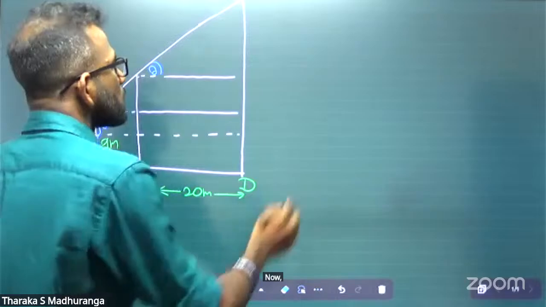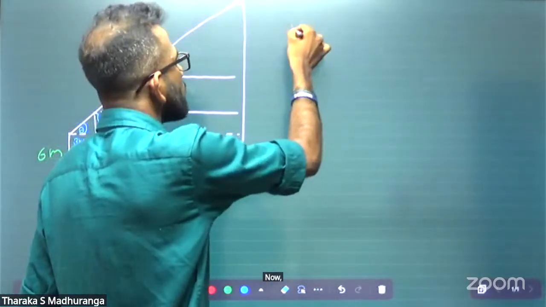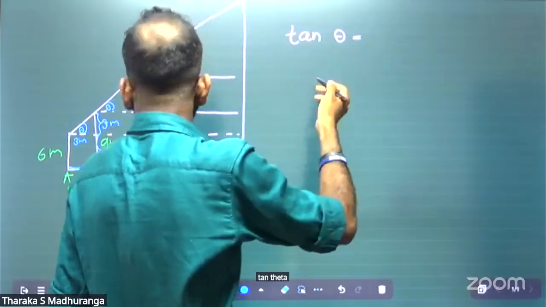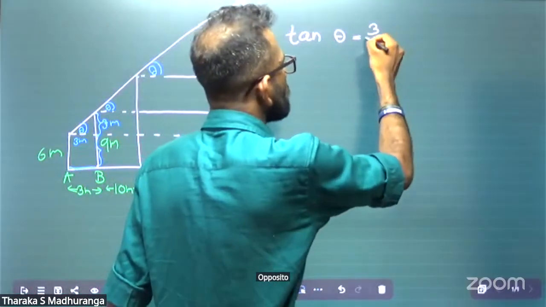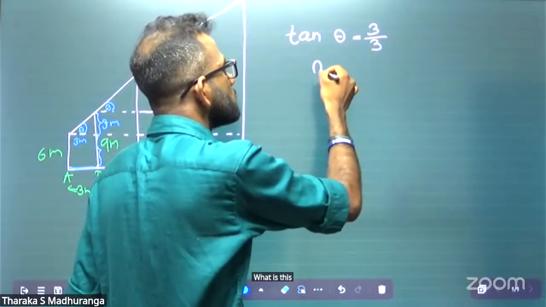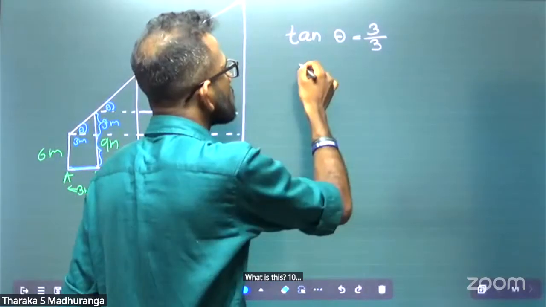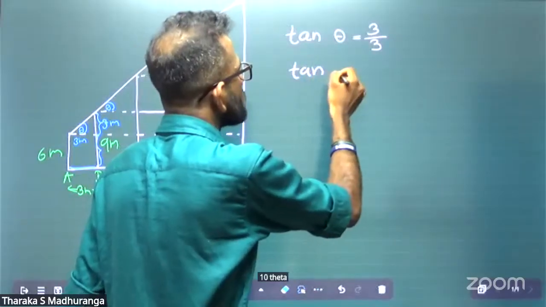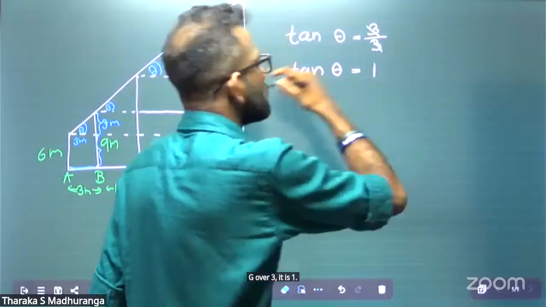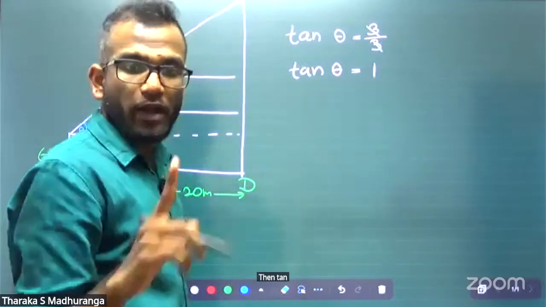Now we can use tan theta. Tan theta equals opposite over adjacent, 3 over 3. Tan theta equals 3 over 3, it is 1. Then tan theta equals 1.